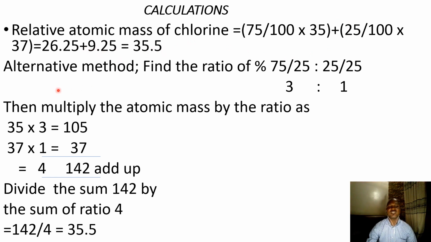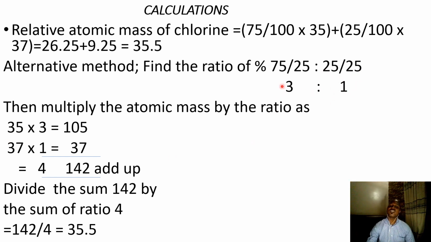Now, alternatively, we have another method. The first thing to do is to find the ratio of the percentage abundance. Remember, we say it's 75 and 25. When you're looking for a ratio, you divide through by the lowest number. Between 75 and 25, of course, 25 is the lowest. So we say 75 over 25 and 25 over 25. You get a ratio of 3:1.